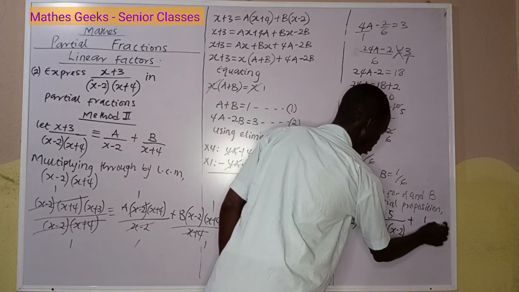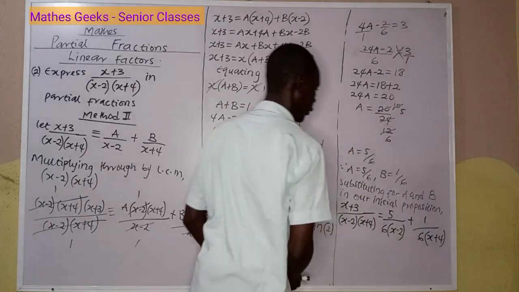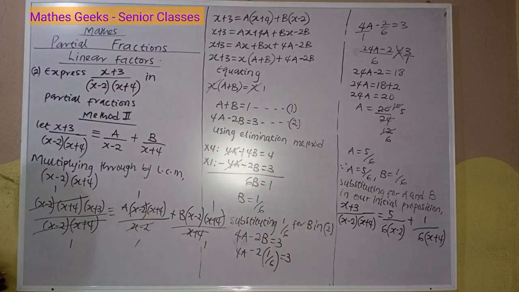So 1 over 6 x plus 4. So that's the answer. When given such a problem that has different methods, you don't need to use both methods to solve it. You can choose which one to use, and which one you decide to use is your choice. You can pick the one that is easy or fast, or the one you are familiar with.